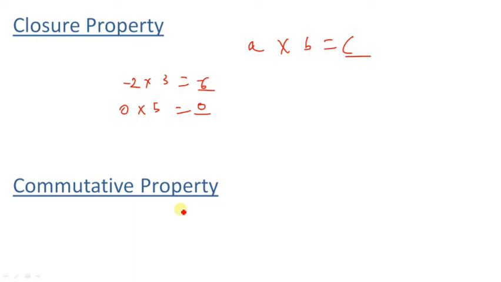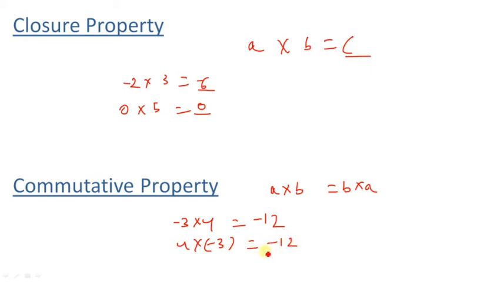Then the next property we have is the commutative property. In the previous class we studied that commutative property means a into b is equal to b into a. It means if we exchange the places, then it will remain the same. Suppose we have minus 3 into 4. The result is minus 12. Suppose I write 4 into minus 3. The result will be similarly minus 12. So that is the commutative property, and commutative property is obeyed by the integers.